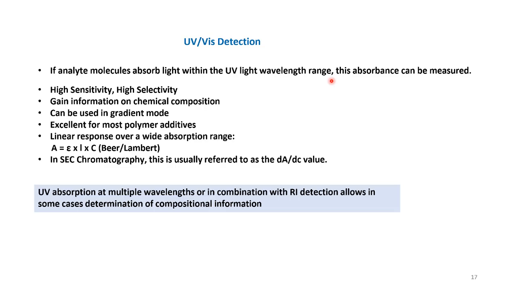Yeah. So next we have the UV-vis detector. This is the most widely used because most of the molecules absorb UV or visible radiation, and this is a highly sensitive and selective method, and it gives us a linear response using the Beer-Lambert law. The Beer-Lambert law gives us the relation between the absorption and the concentration. So this is very useful when we have to plot the calibration curve. This is a very widely used detector.